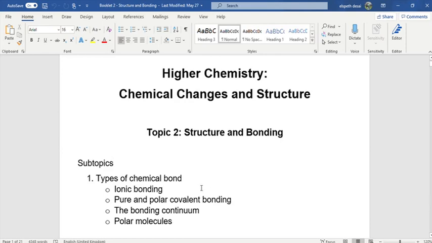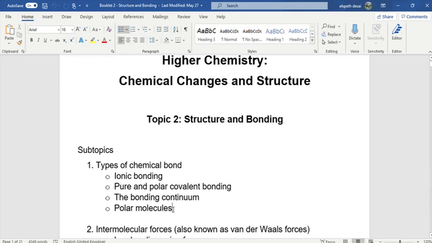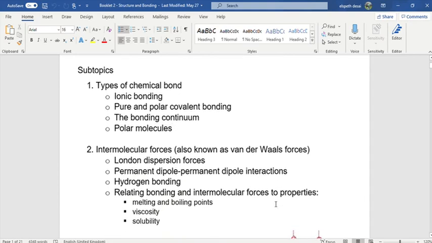A lot of this is a revision from Nat 5, or certainly a lot of the stuff on ionic bonding is. We're then going to look at pure and polar covalent bonding, something called the bonding continuum, and finally polar molecules. This bit about polar molecules I would say is probably the most difficult section, so I'm going to leave that and do a separate lesson on it. But we're going to do ionic bonding, pure and polar covalent bonding, and the bonding continuum all in this first lesson.